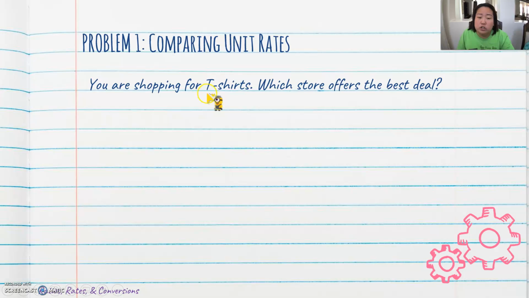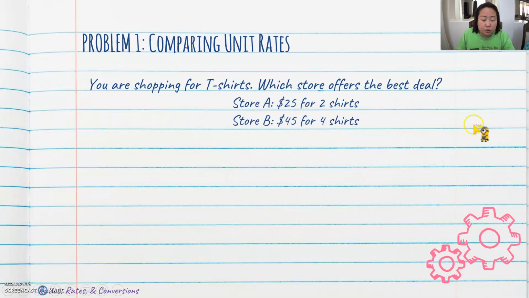So let's say you are shopping for t-shirts, and this is something that a lot of you probably like doing. And of course, when we are going to stores, we always look for the best deal. So which of these stores offer the best deal? Store A, you have to pay $25 for 2 shirts. Store B, on the other hand, you can get 4 shirts for $45, and the last one, you get 3 shirts for $30. So which of the 3 offers the best deal?